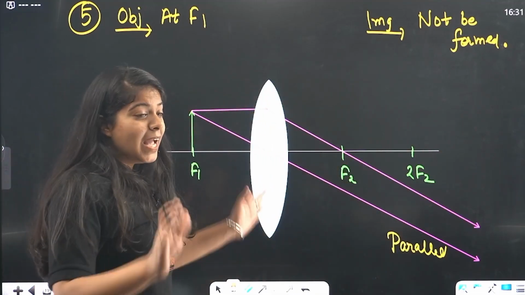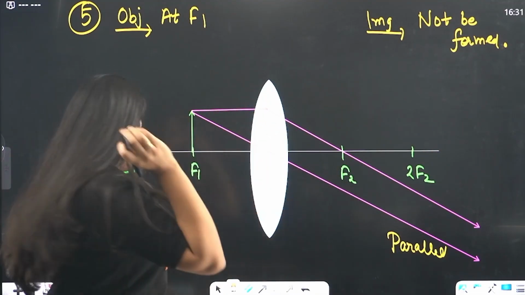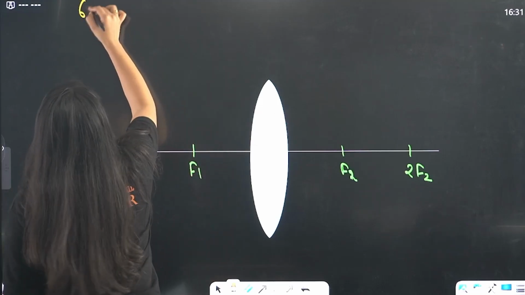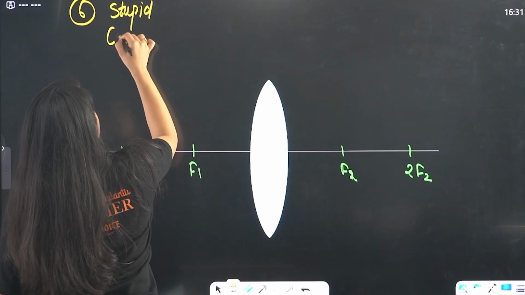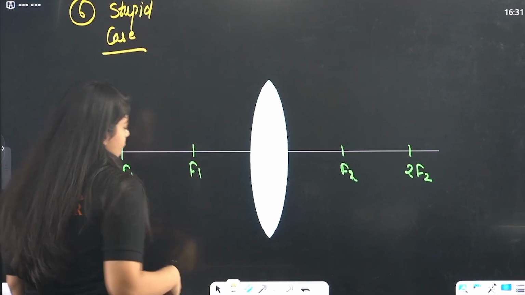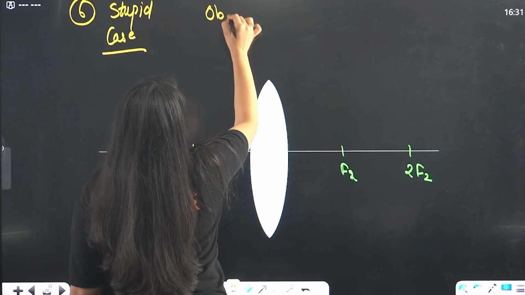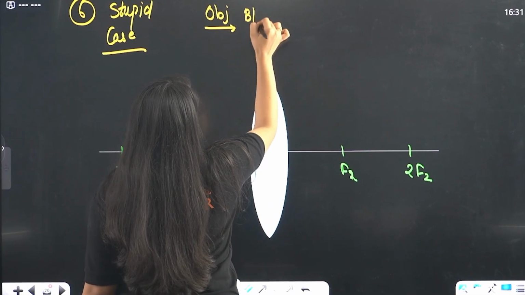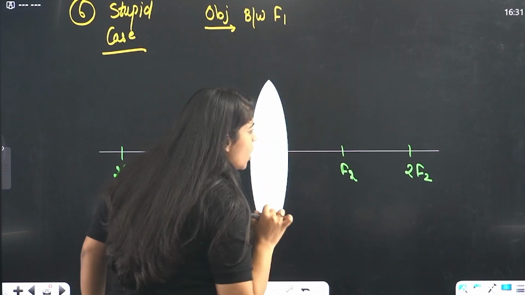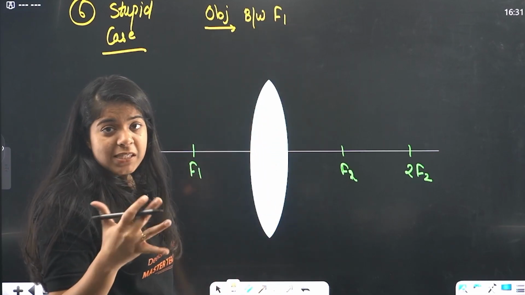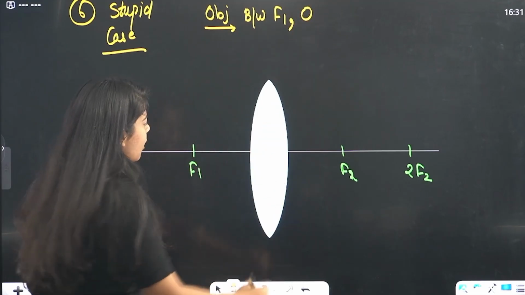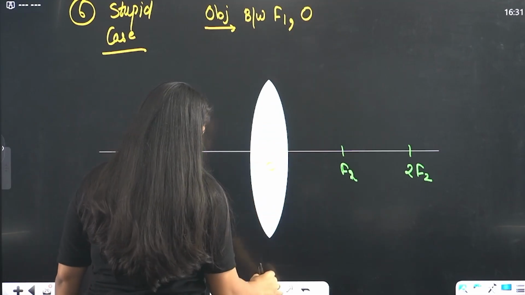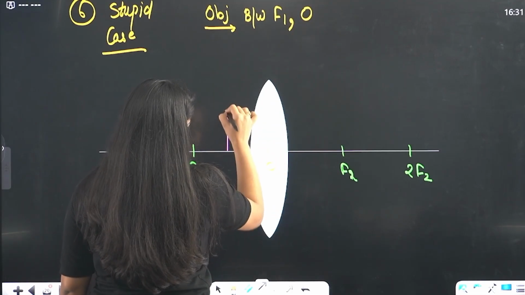Done? Now come back to the sixth case. Ma'am, again a stupid case. We have to remember it because it is a stupid case. Now ma'am, in this the object is where? The object is between F1 and pole. No ma'am, there is no pole in lenses. There is optical center. So it is between F1 and optical center. So this will be your object, right?